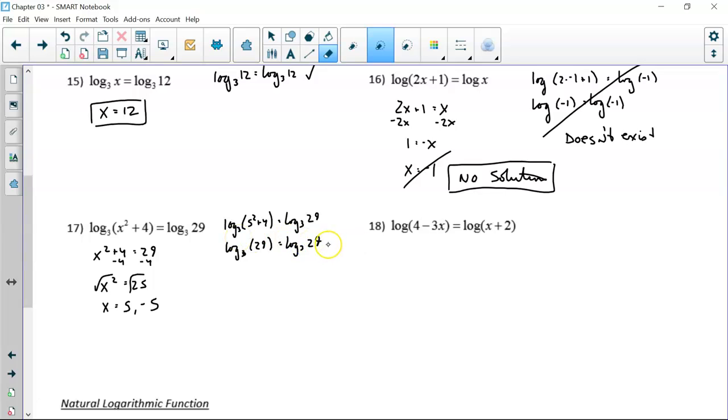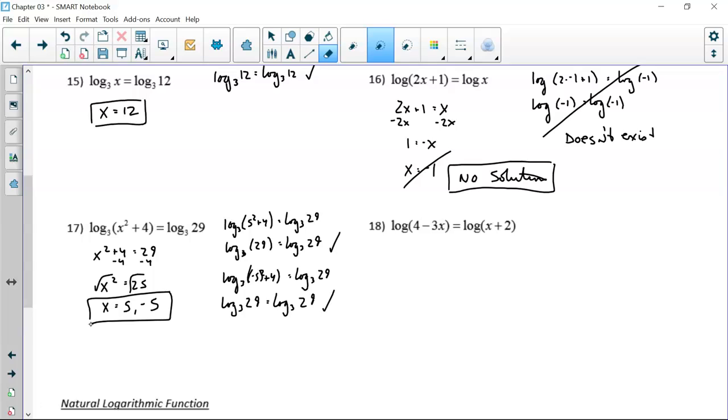Left-hand side equals the right-hand side, and they're both valid. There we go. Let's check the negative 5. Log base 3 of negative 5 squared plus 4 equals the log base 3 of 29. Now, negative 5 squared is positive 25, and then plus 4, it's going to be log base 3 of 29 equals log base 3 of 29. Because of the way that worked out, they're both valid solutions. We don't just always throw out the negative. In this case, we keep both.